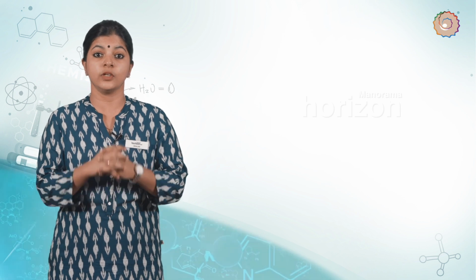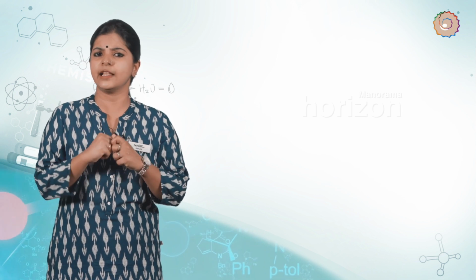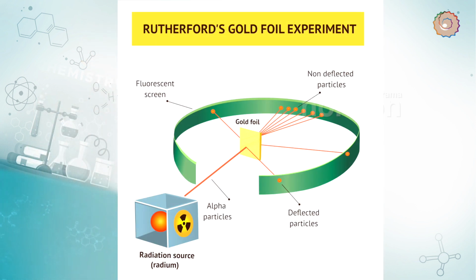Ernest Rutherford was interested in knowing how the electrons are arranged within the atom and he designed an experiment for this. In this experiment, fast-moving alpha particles were made to fall on a thin gold foil. He selected a gold foil because he wanted as thin a layer as possible. The gold foil was about 1000 atoms thick.